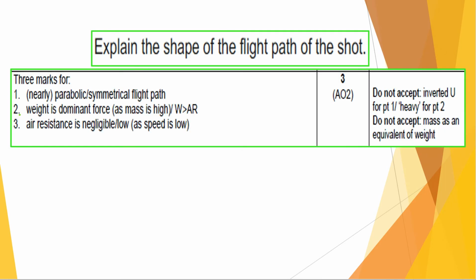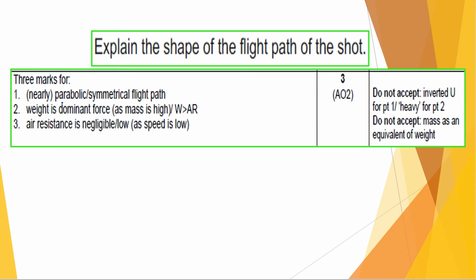Okay, so for a shot put, it's a parabolic or nearly parabolic, symmetrical flight path. The reason it's saying nearly is because obviously air resistance does act on a shot put. It's just very low because it's travelling slowly, it's very smooth, and it's got a small frontal cross-sectional area. The reason that we get a parabolic flight path is because weight is the dominant force. Weight is greater than air resistance. Air resistance is very low or negligible because of the low speed or the smooth surface, okay?